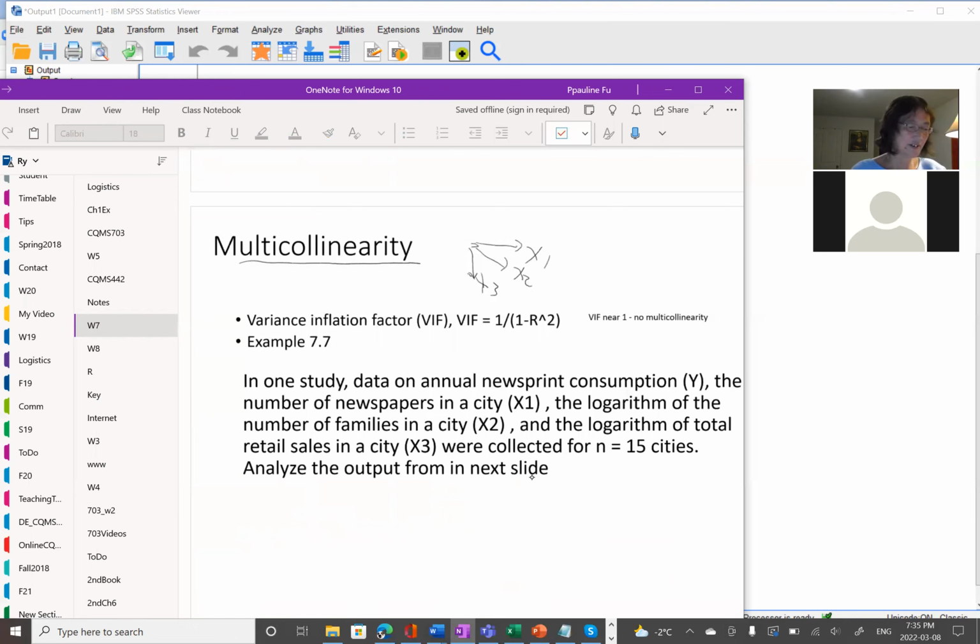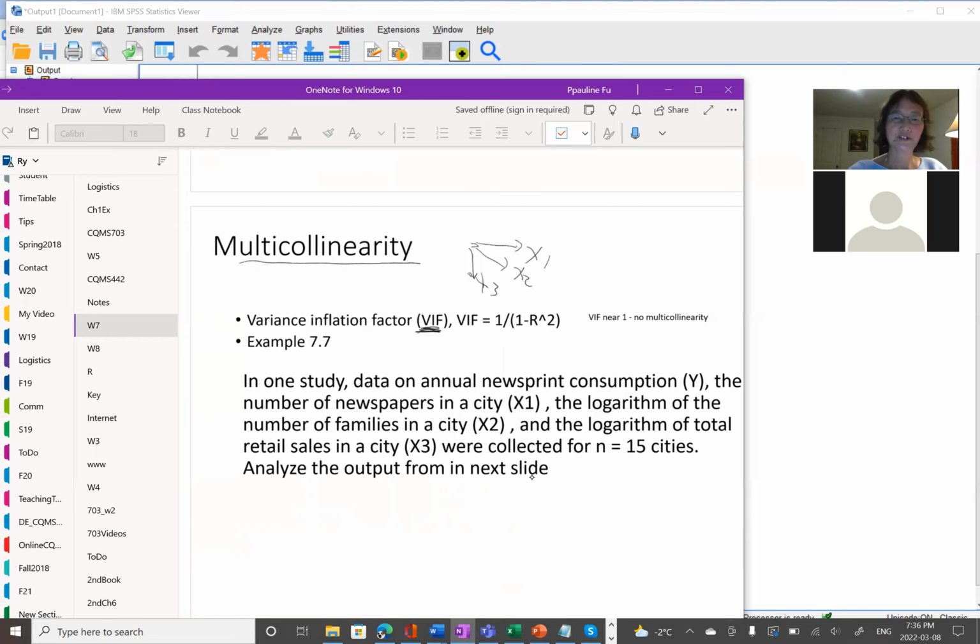Multicollinearity is the situation where independent variables are highly related to each other. How do we detect whether the independent variables are related to each other? We use the variance inflation factor. The formula for the variance inflation factor is 1 over 1 minus r squared.